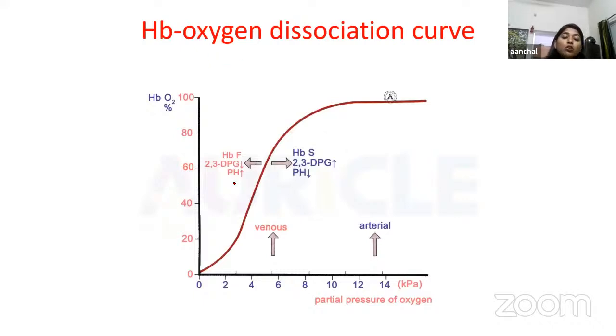Then about hemoglobin, the oxygen hemoglobin curve or ODC. Okay, as its name says, oxygen dissociation, it is showing the oxygen dissociation with the hemoglobin. As we can see, the x-axis represents the partial pressure of oxygen from 0 to 14, and the y-axis shows the saturation of hemoglobin with oxygen, with the percentage being shown. Okay, so here we can see the S-shaped curve.